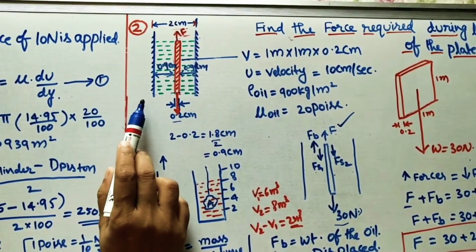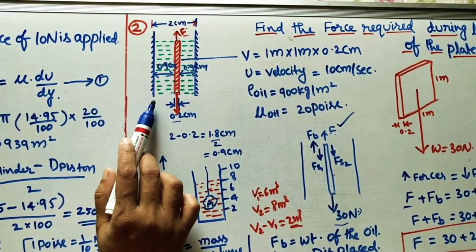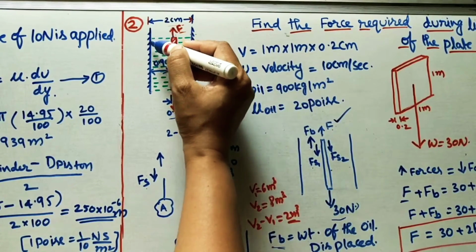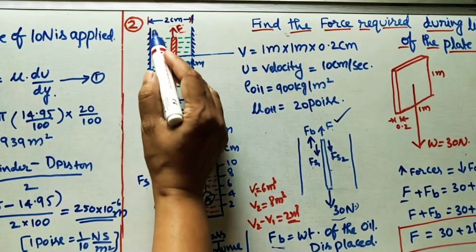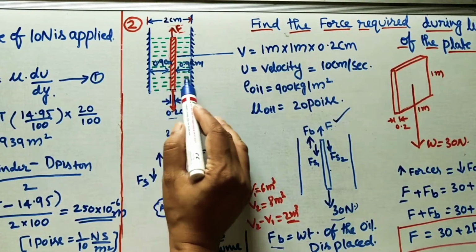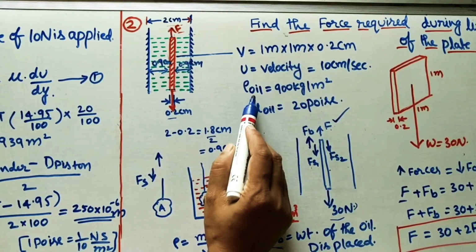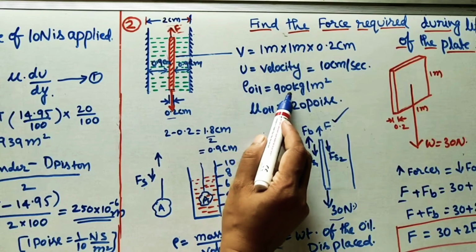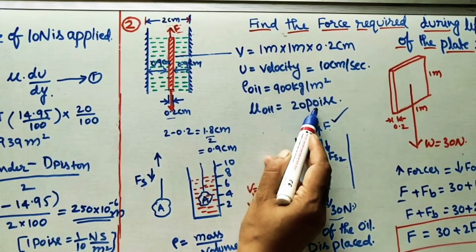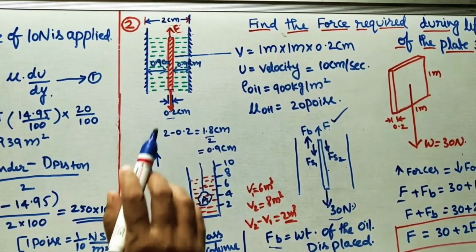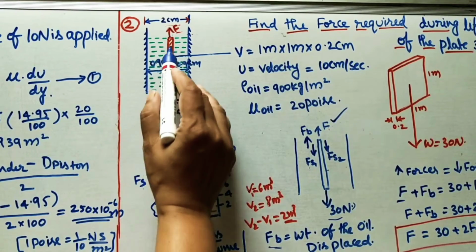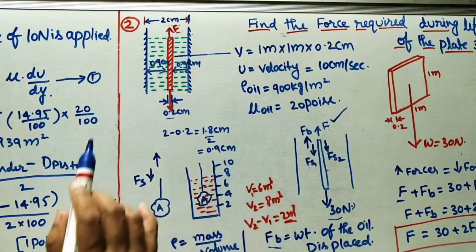Take the next problem. It is a very important problem for the competitive exams. Here two vertical plates are given. These are the fixed plates. These are 2 centimeters apart, and in it some oil is there. The oil density is given. Rho of oil is 900 kg per meter cube, and dynamic viscosity of this oil is 20 poise. So in it one thin plate is immersed at the middle of this gap.